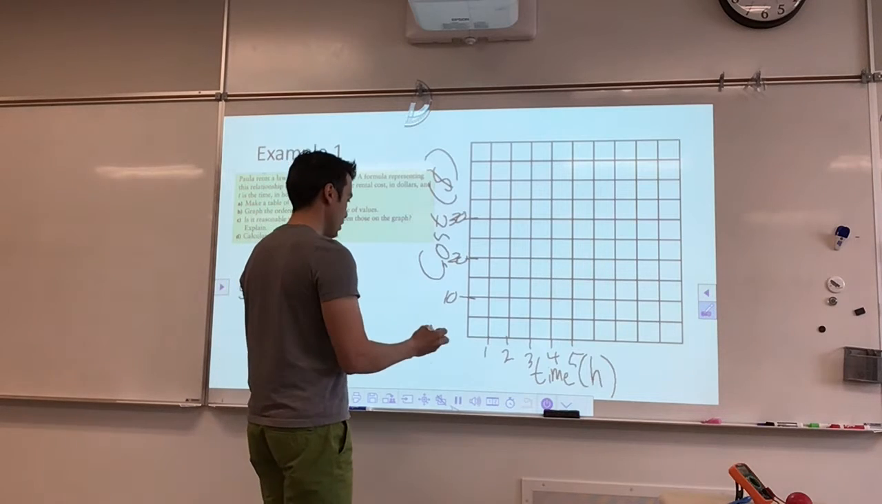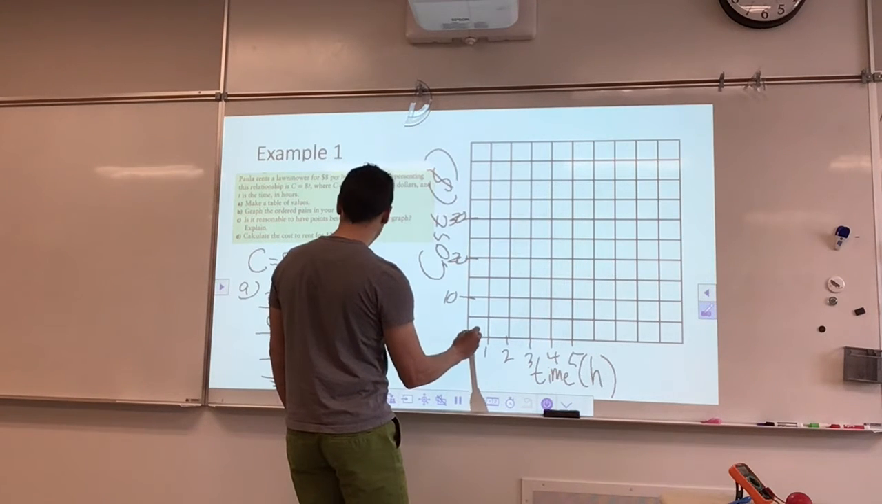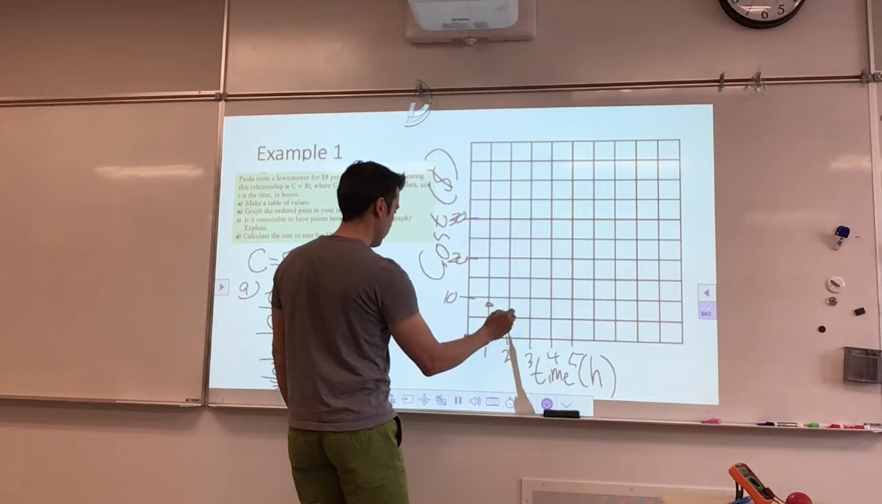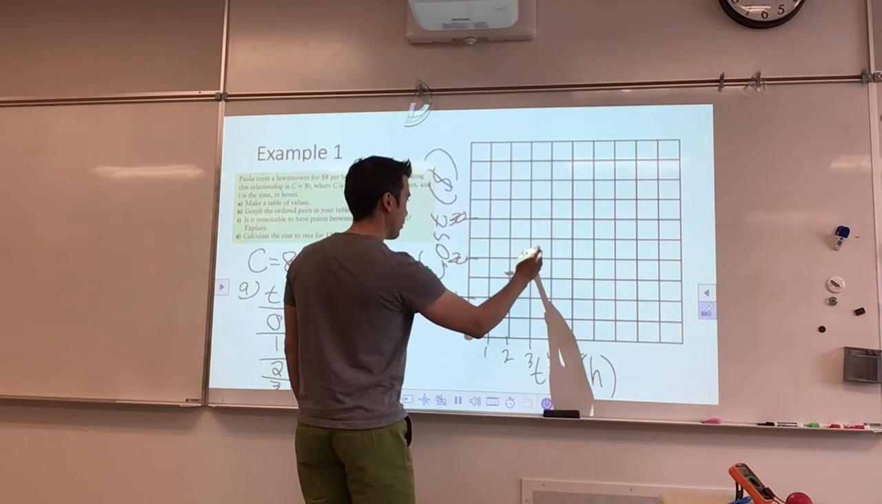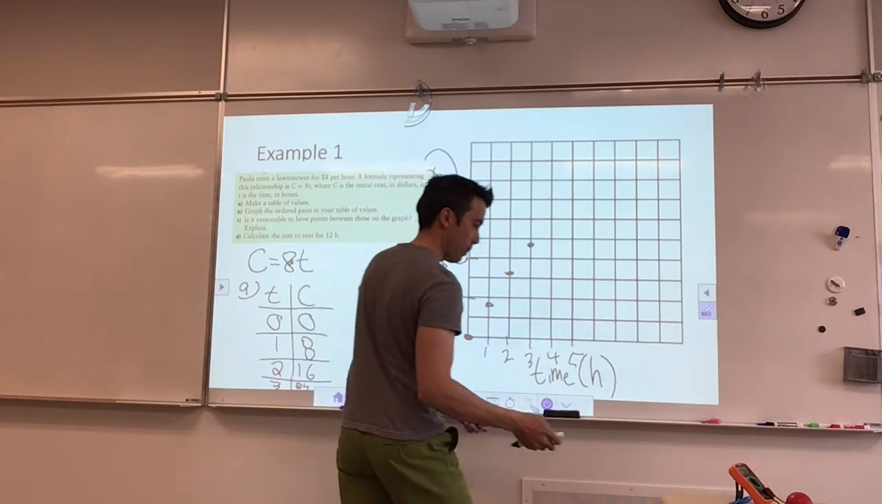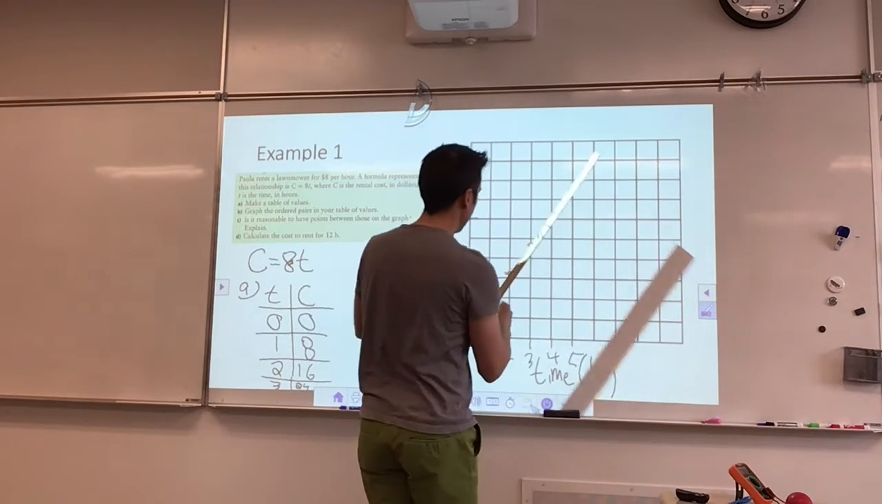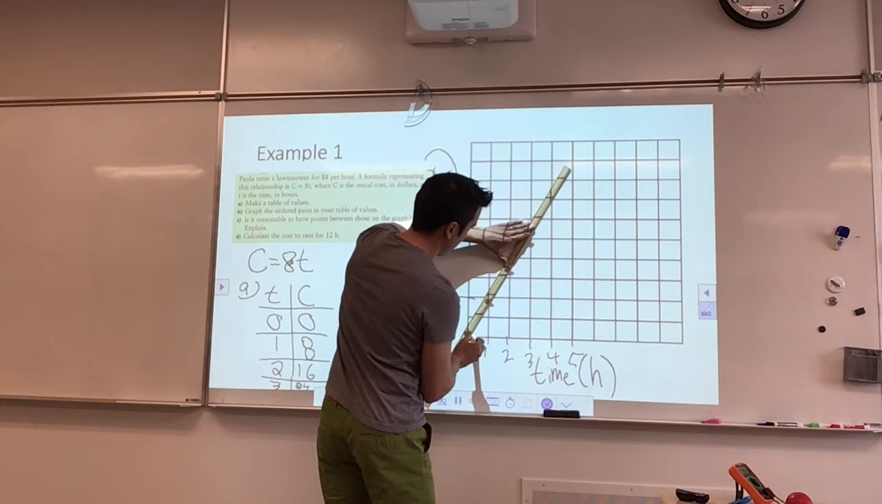And then I'm going to start plotting these points. I have a 0, 0. I have a 1, 8. I have a 2, 16, and a 3, 24. Then I can draw a line through this and my graph is done.